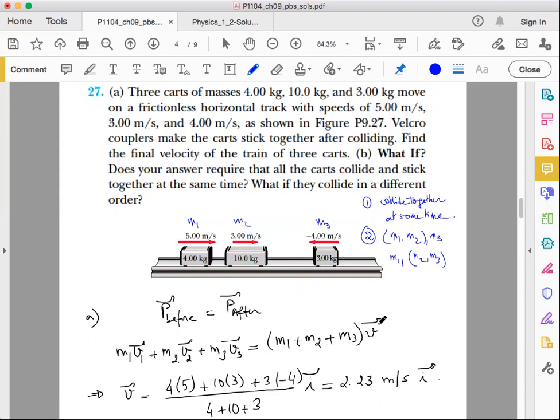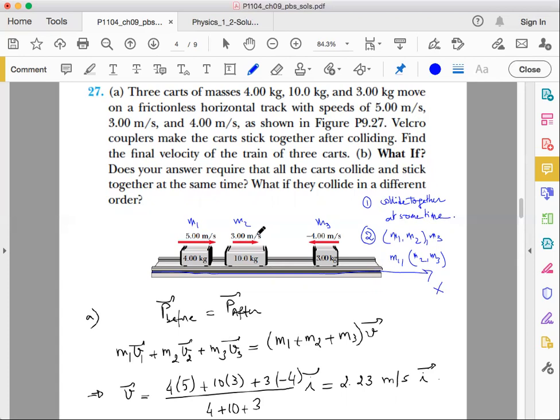Now, all you need to do is make a numerical application here. We end up with V as a vector equal to M1 V1 plus M2 V2 plus M3 V3, divided by the sum of all masses. You just have to take into account that we have a direction here. Let's take this to be our X direction. You can see that both M1 and M2 move in the same direction, while M3 moves in the opposite direction with respect to M1 and M2.